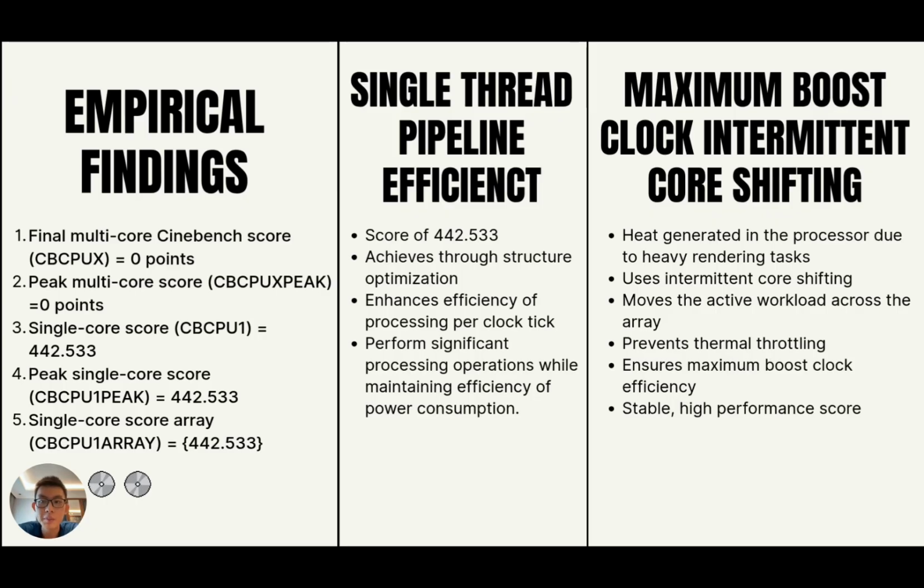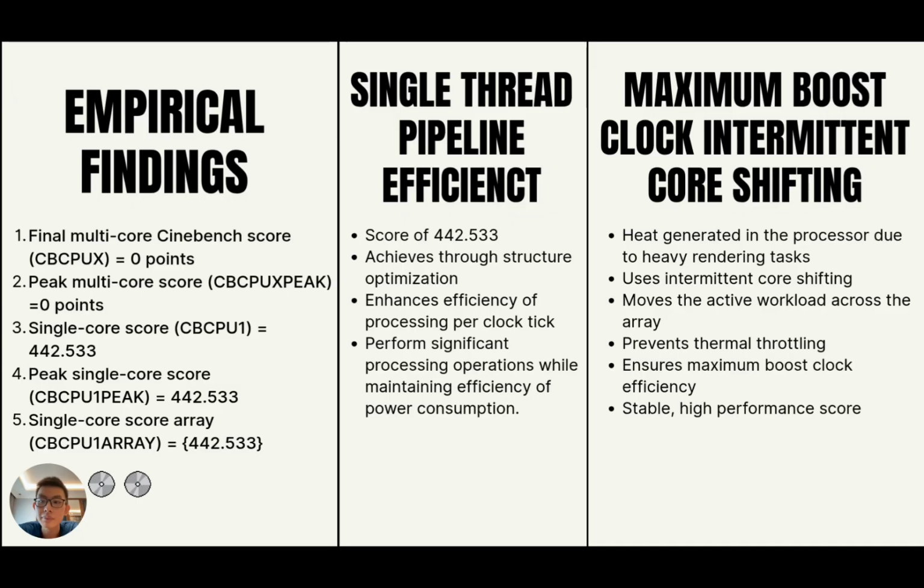The Apple M2 achieved this efficiency because of structural optimization and not due to an increase of electrical power or clock scaling. This is because the design enhances the efficiency of processing per clock tick and performs significant processing operations while maintaining efficient power consumption.